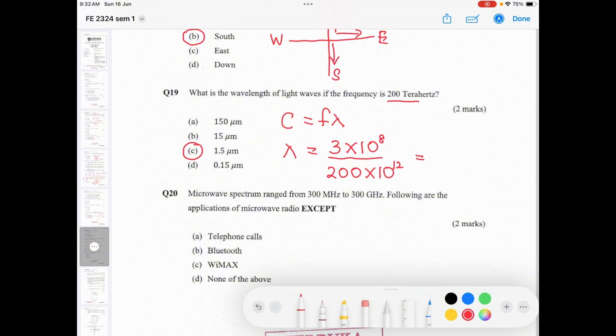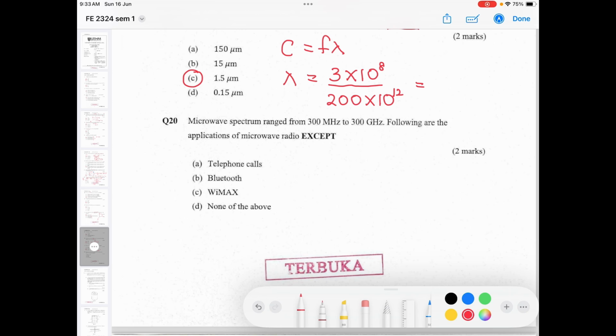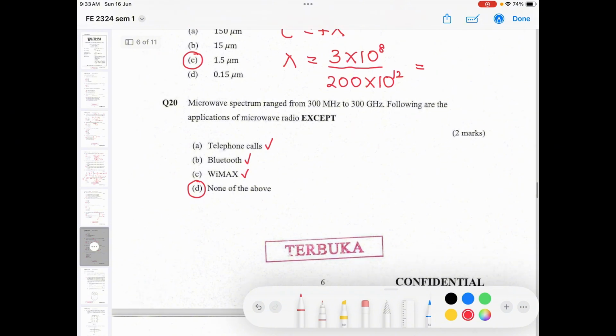Microwave spectrum ranges from 300 megahertz to 300 gigahertz. The following are the applications of microwave radio except what? Telephone call, yes. Bluetooth, yes. WiMAX, yes. And none of the above is not the answer. It means the other three are the applications of microwave radio.